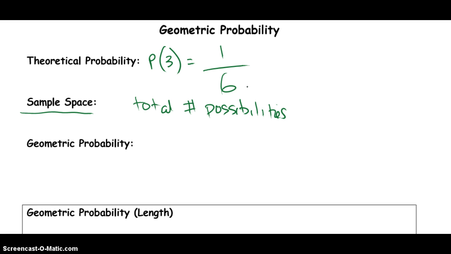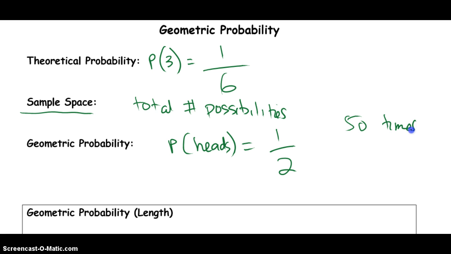We could say, same with a coin. Okay, what's the probability of getting heads on a coin? Well, the sample space in this case is 2, because there's 2 options, heads or tails, and the number of ways of getting heads is 1. So theoretically, if I tossed a coin 50 times, how many times should I get heads? Well, you do 50 times a half, and that equals 25. So about 25 times out of 50 you should get heads.